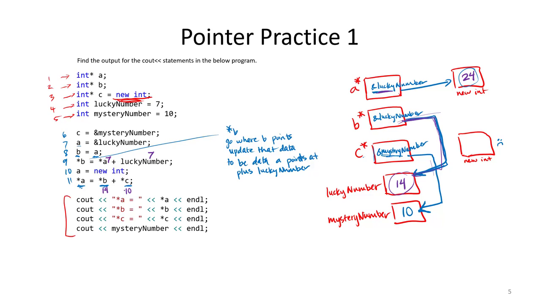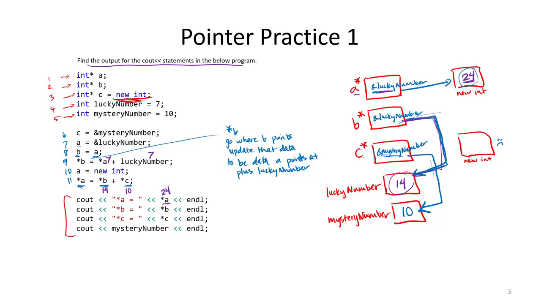All right, we have finally finished drawing our pictures and tracking what's happening. Now we can go ahead and look at our picture and determine the output for the cout statements. First cout statement. We want to output the value of asterisk A. Remember, asterisk A means we go where A points and we return the data stored there. A is pointing at memory containing the number 24. So this first line will give us 24.